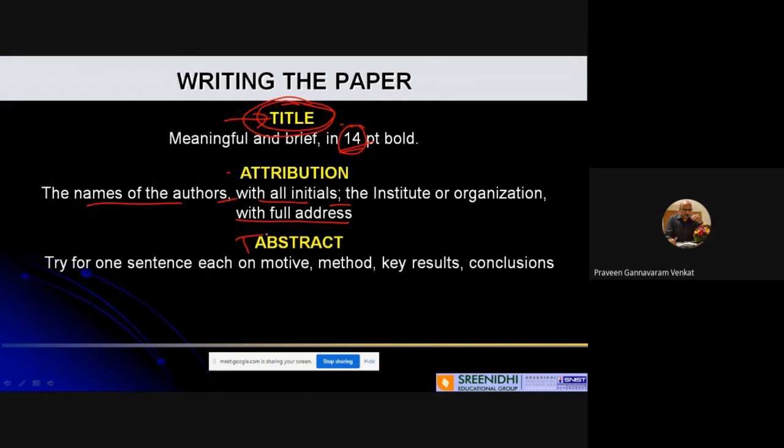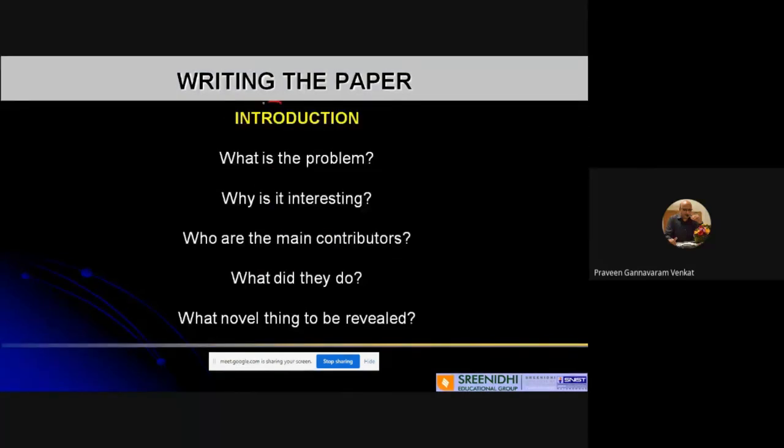And then next one, the abstract should be given around 200 to 300 words. Abstract is nothing but a summary of the paper. Next, you have to give the introduction. So in the introduction, you have to cover all these things. What is this problem and why is it interesting?